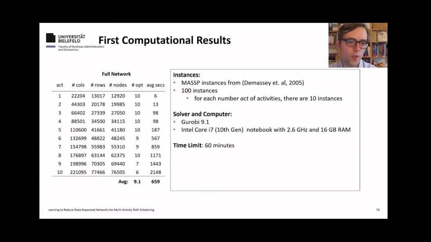For the full model without any reduction, we were able to solve many instances to optimality, but for the largest instances, the approach began to struggle to solve the instances to optimality within the 60 minute time limit. The instances are not too large, but large. They have more than 200,000 columns and more than 77,000 rows, and the number of nodes in the network amounts to 76,000.